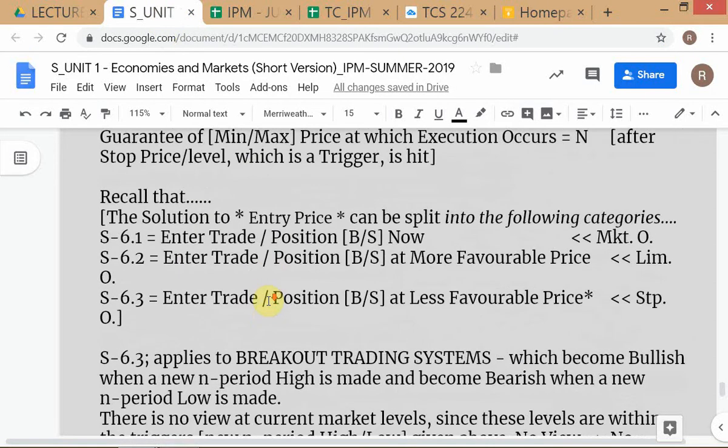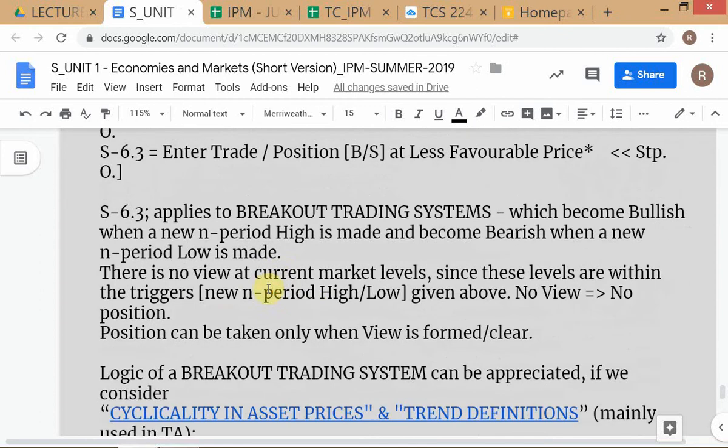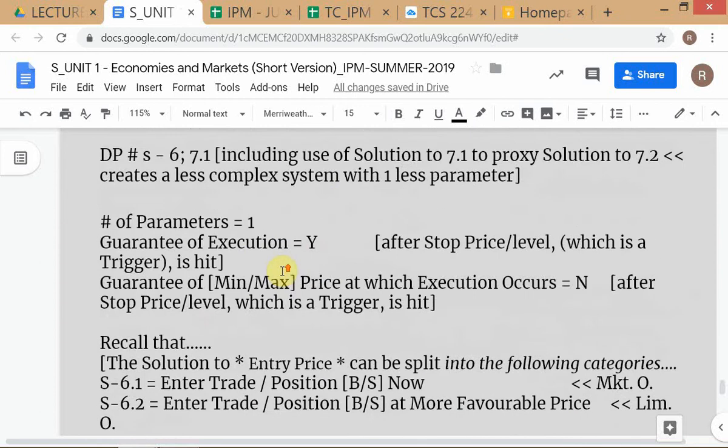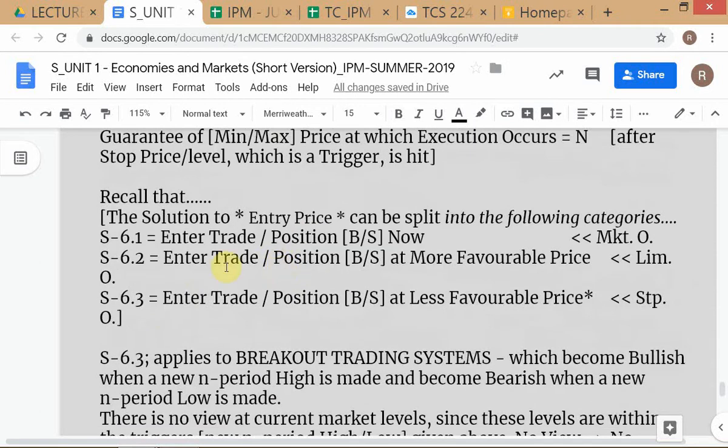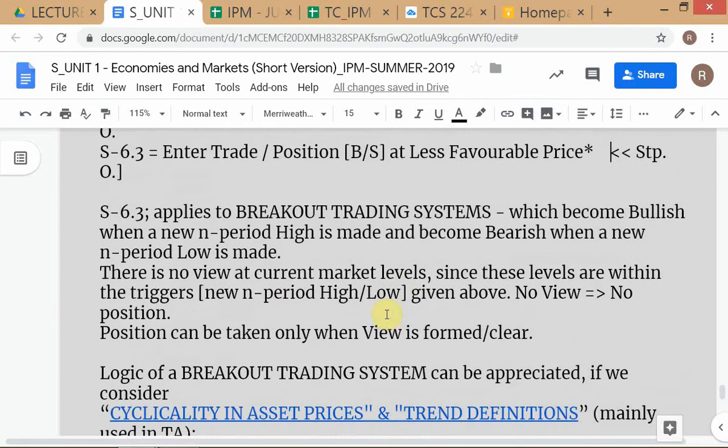All right. Now we are going to talk about why you would enter a position or a trade at a price less favorable than the current market price. The way you would do that is by using a stop order. But it sounds kind of stupid. Why would you do that? The reason is that there is a logic of something called a breakout trading system.